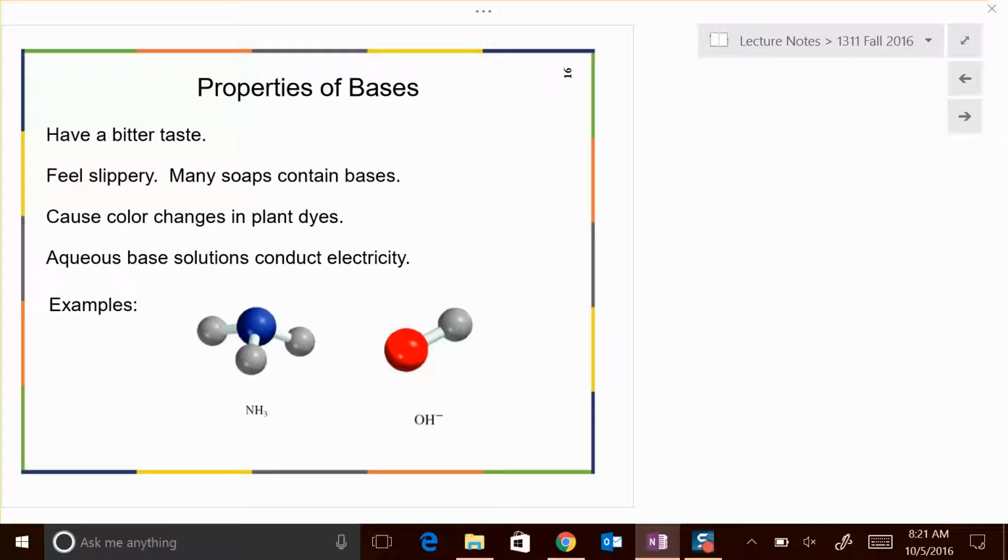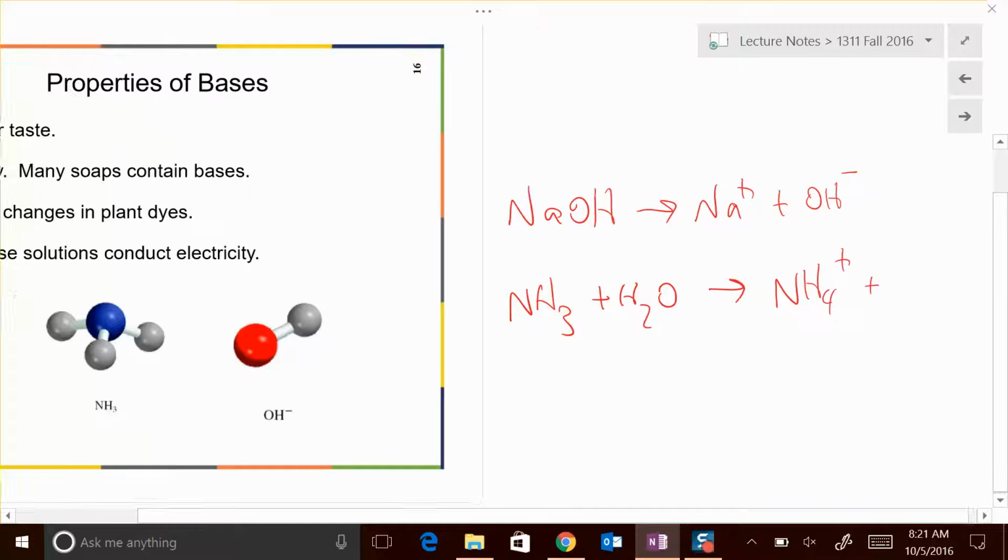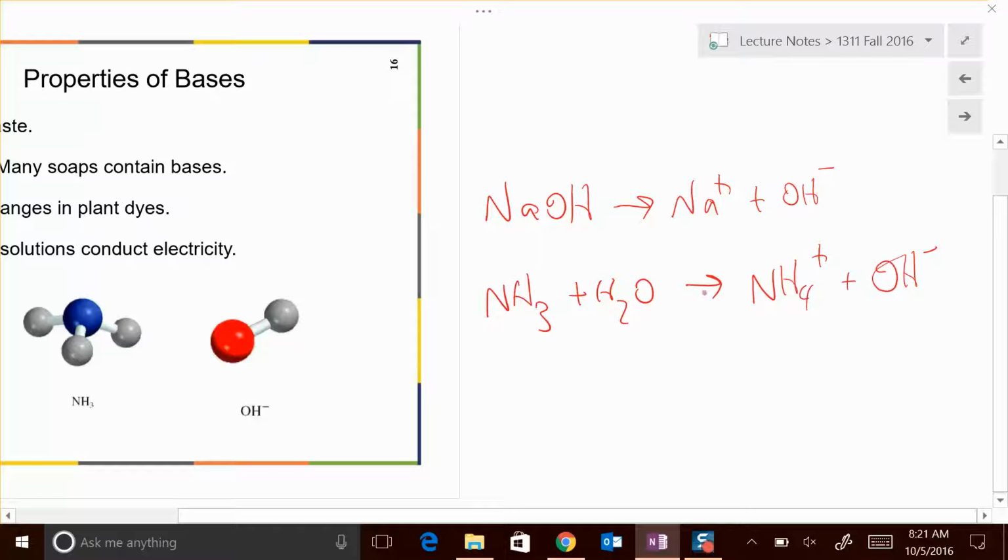Aqueous-based solutions conduct electricity because they're also electrolytes, just like we saw with acids. They can dissociate. Sodium hydroxide is a strong base. It dissociates into Na plus and OH minus. NH3 is a weak base. It's a weak base because in the presence of water, it will become NH4 plus and OH minus, but in equilibrium. So these are electrolytes.